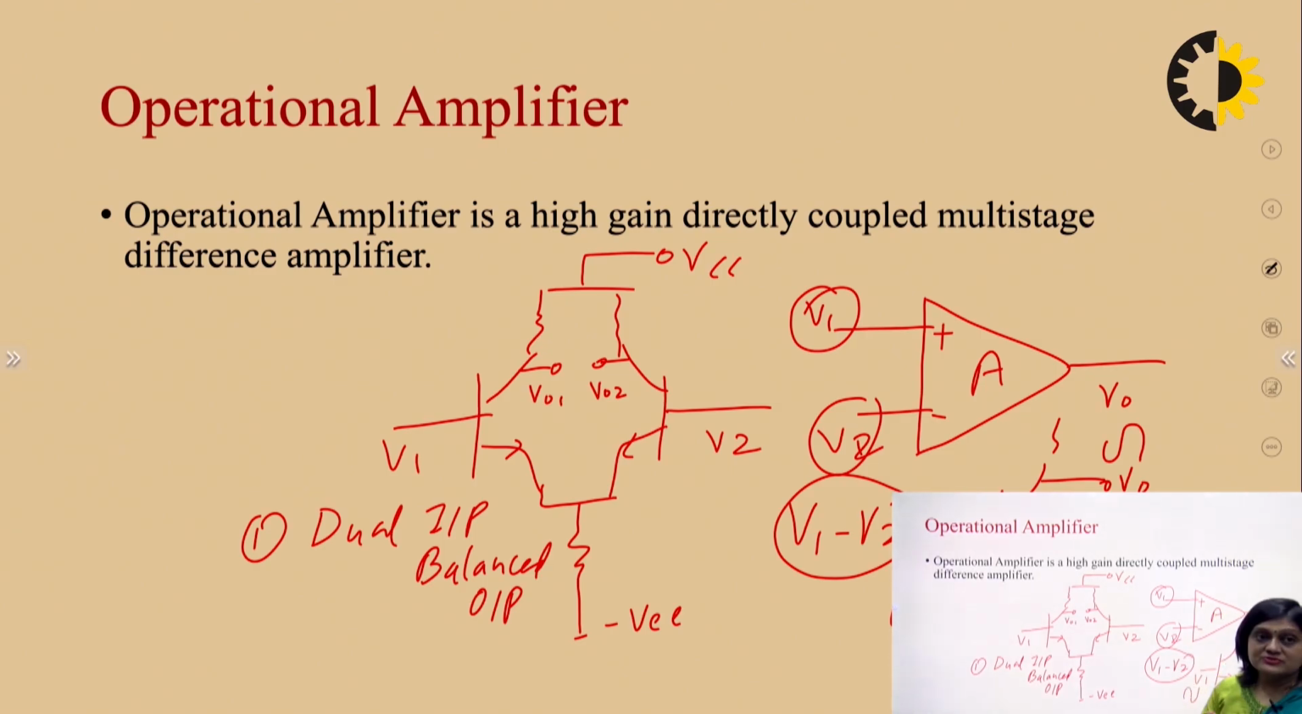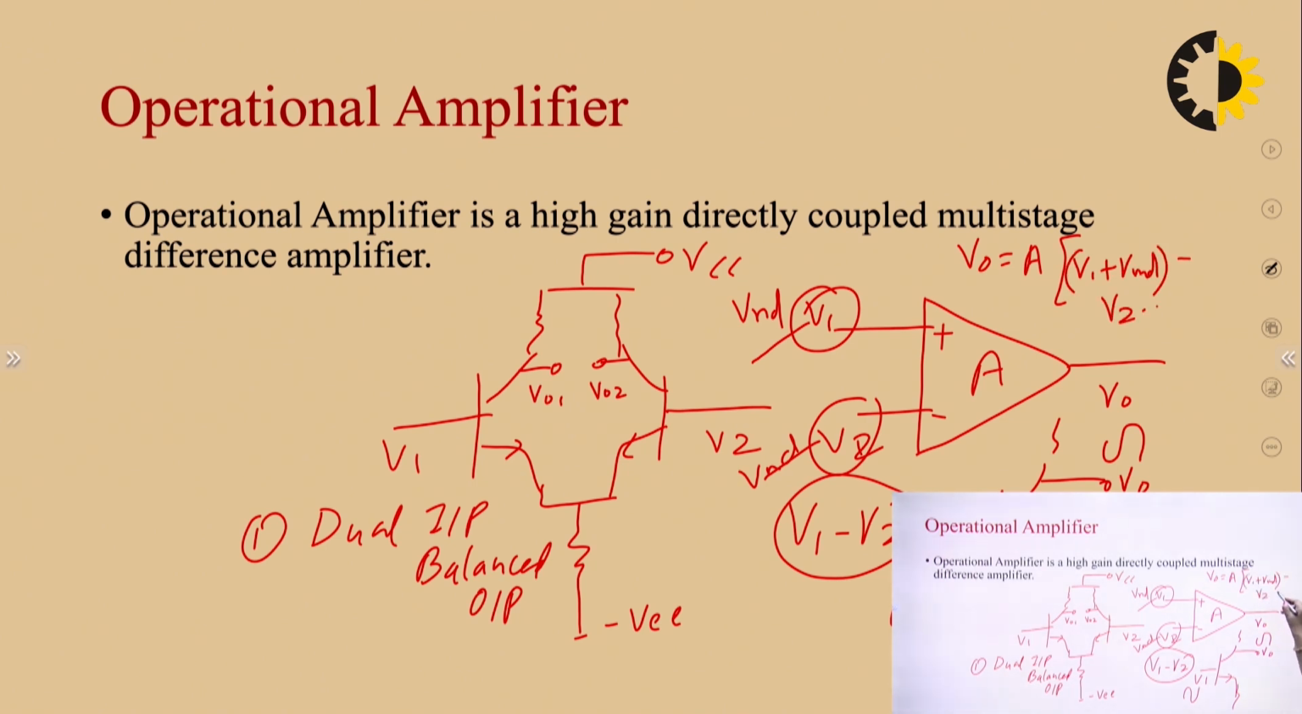And the advantage of this feature is that it rejects common mode noise. If the noise VND is applied at this end, and the same noise VND is applied at this end, then the overall output will be A times (V1 plus VND) minus (V2 plus VND). So we can see this VND will be cancelled, and the output will be A times (V1 minus V2). By using this feature, the difference of the two input signals is amplified, and we can reject the common mode noise at both ends. So this is the advantage of this operational amplifier.